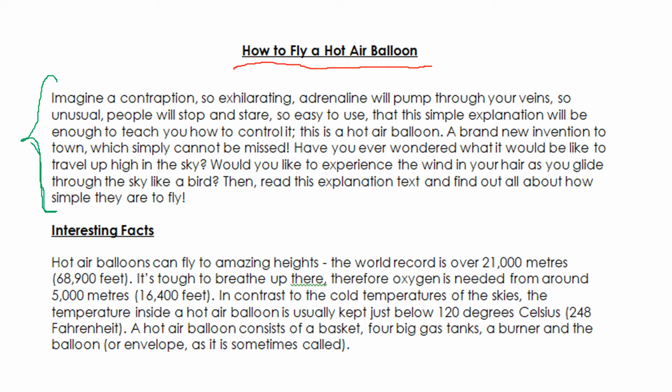So that's quite a different thing to an instruction. Instructions usually go straight into it and tell you what you need to do and how to do it, whereas an explanation text kind of sells it to you first. They explain why you would like to do it and how to do it as well. They make you build up that suspense. They want you to get excited.